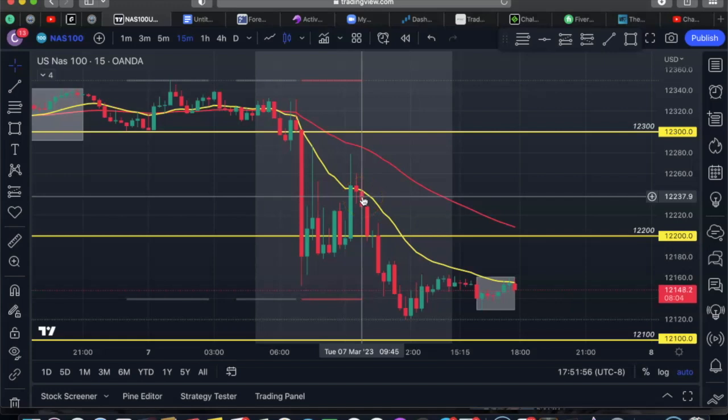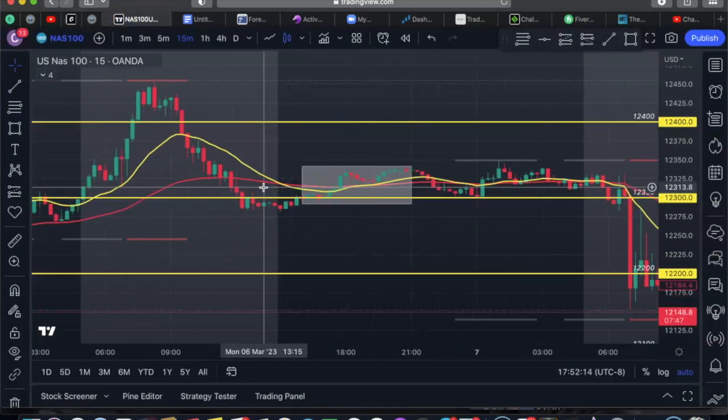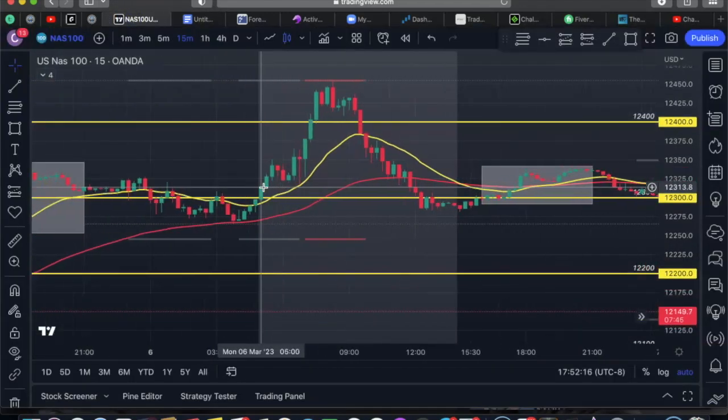So guys, these setups are showing all the time with the 20 EMA. I actually have on my checklist, one of my things on my checklist is a rejection of 20 EMA with a spinning top candle, hammerhead candle, or bullish or bearish engulfing. I am big on that, and you can see that it's been happening a lot with NAS 100.